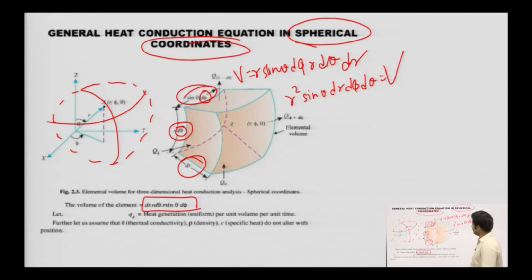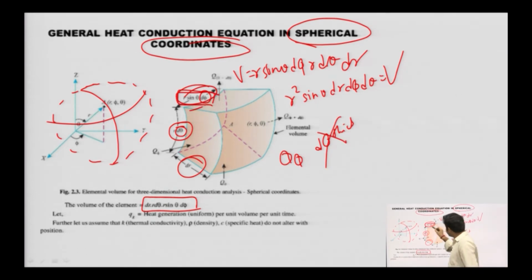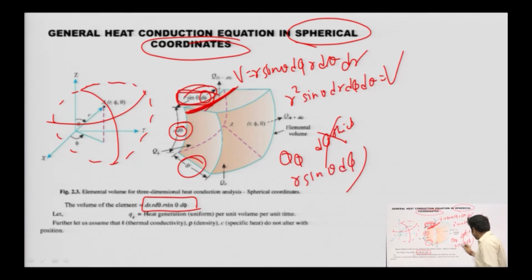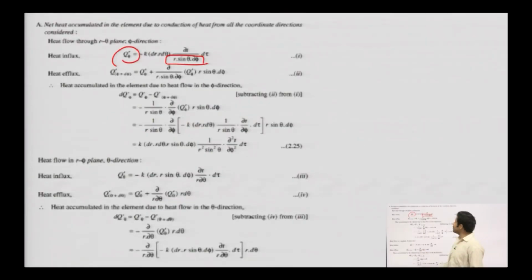Why? Because this is the thickness, so you need to take the complete dimension. Since we are writing q phi, you cannot just take d phi as the thickness. It will be wrong, since this is the complete thickness, the thickness that the heat has to cross. So the thickness will be r sine theta d phi. It's a partial operator, so it is del phi del r.